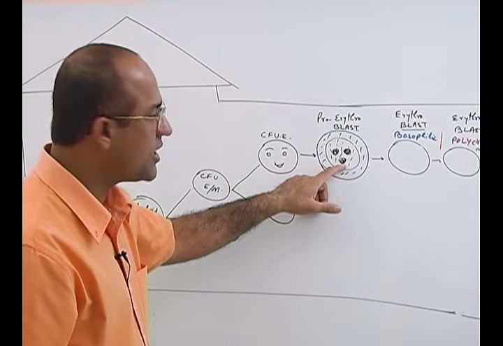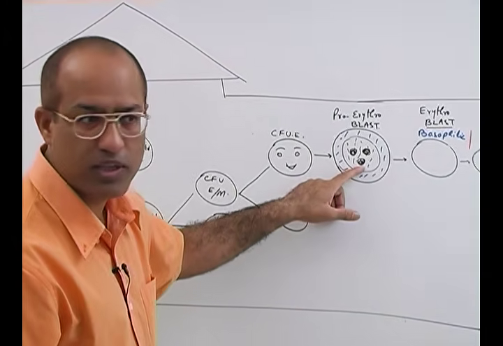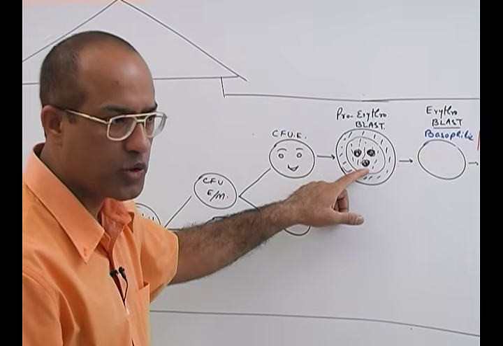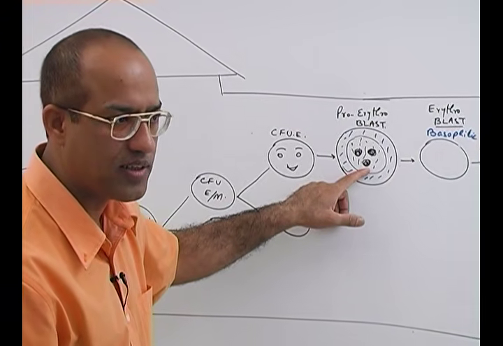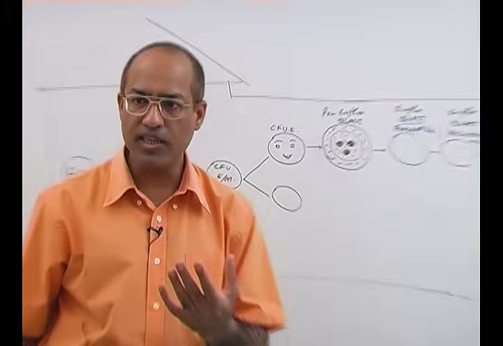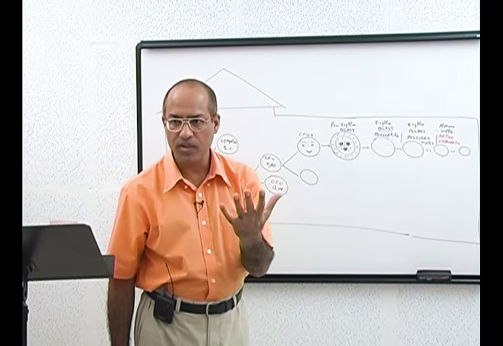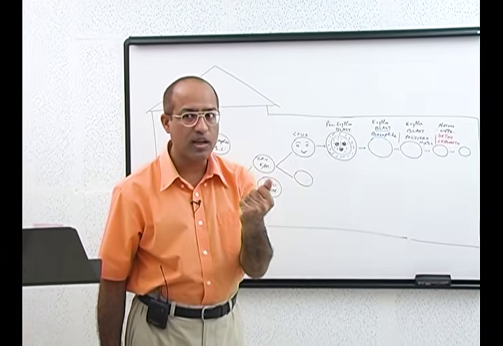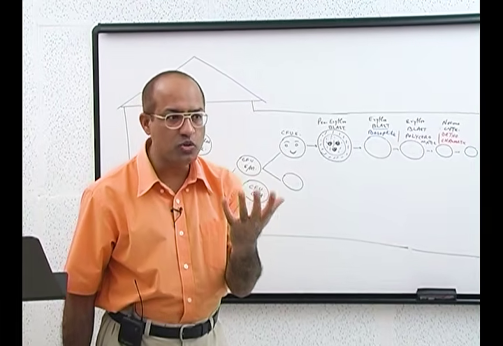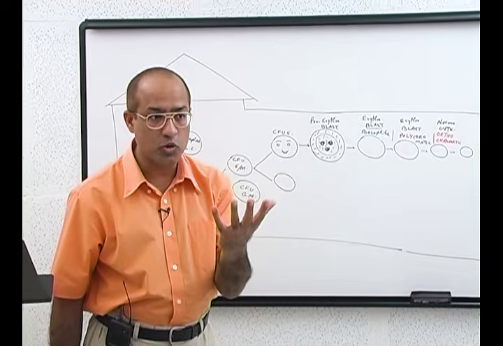You know, chromatin is here, fine chromatin. Fine chromatin means it is euchromatin. Euchromatin means loose chromatin. The chromatin in the nucleus may be condensed or it may be loose. Condensed chromatin is called heterochromatin and loose chromatin is called euchromatin.